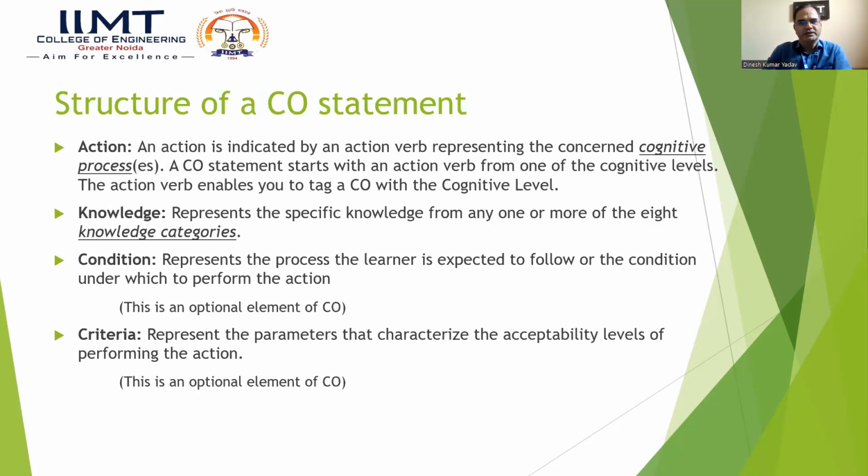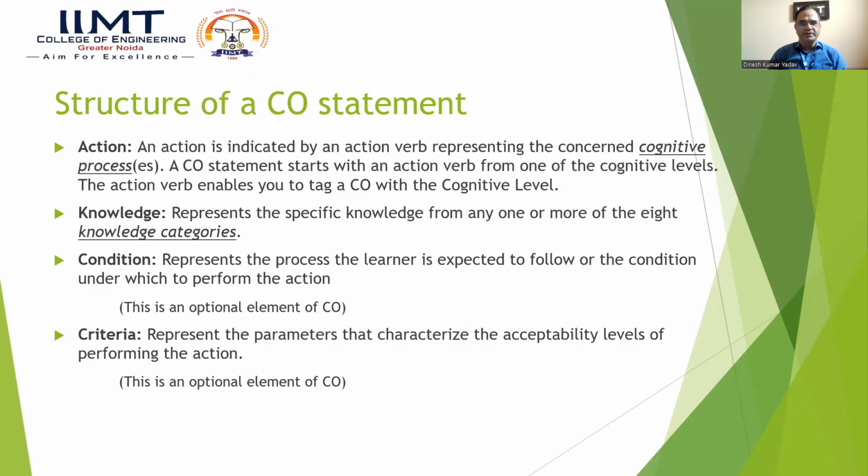And a very important aspect of a course outcome is that it should be specific, it should be measurable, it should not be vague. So we will start by first understanding the structure of a particular course outcome statement. A course outcome statement has four parts. First one is the action part, then the knowledge part, then the condition part, and the criteria part.